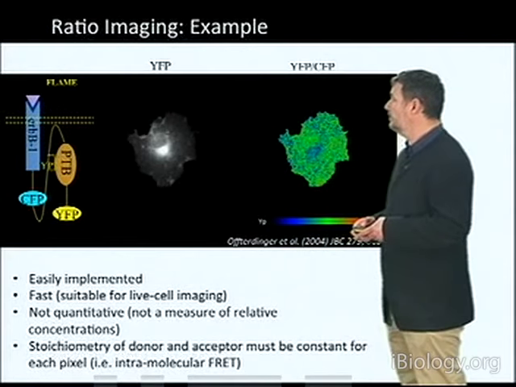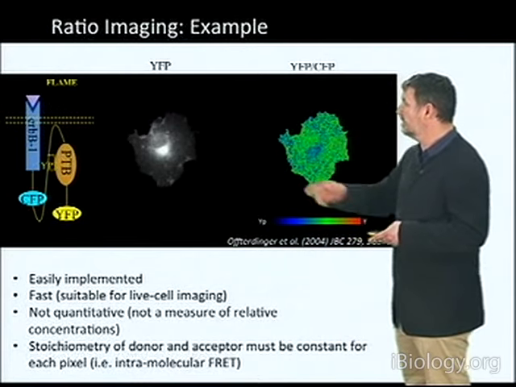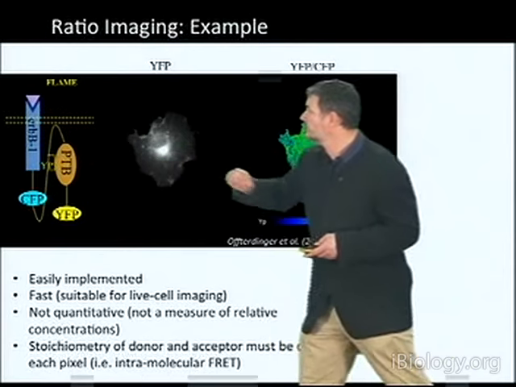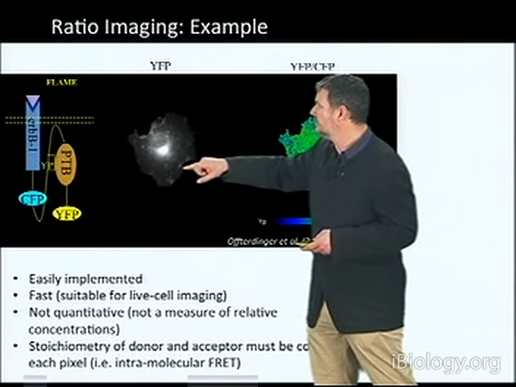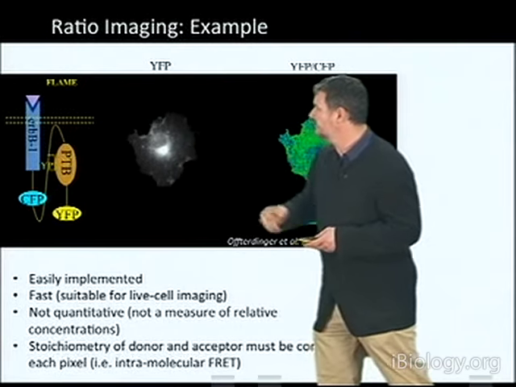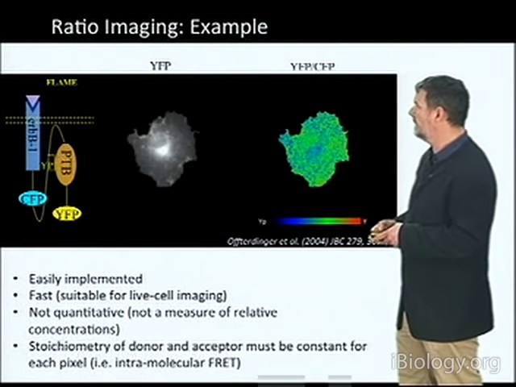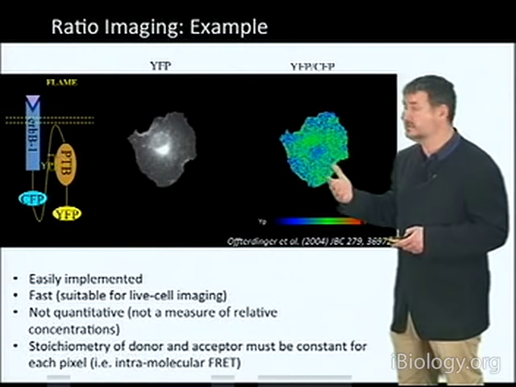Here just an example of how such an experiment looks. So we have expressed this construct in COS7 cells. You see the fluorescence of YFP over here, where you see the distribution of the receptor. It's actually on membranes, but also on vesicles inside. And here we measure what happens when you add EGF, so you activate the receptor.